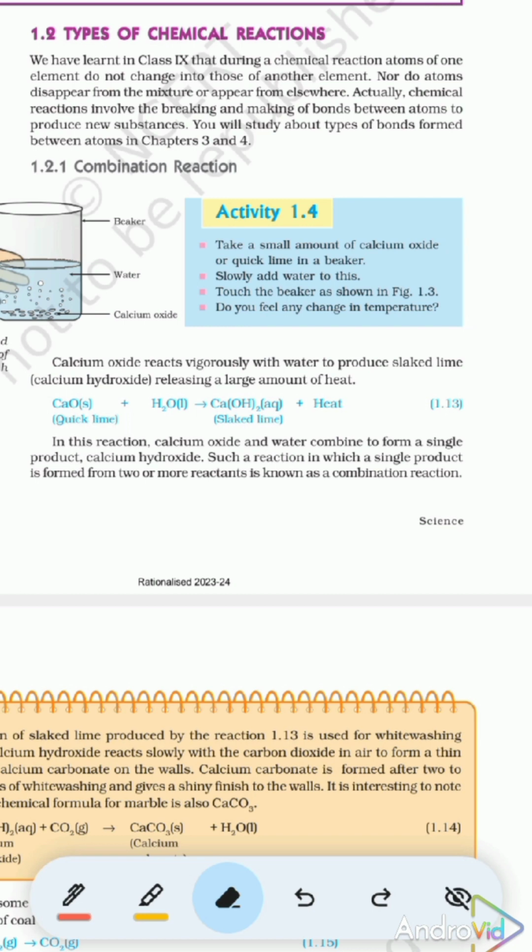Plus heat is released. In this reaction, calcium oxide and water combine to form a single product, calcium hydroxide. Such a reaction, in which a single product is formed from two or more reactants, is known as a combination reaction. If you are asked to define a combination reaction, you should write that a reaction in which a single product is formed from two or more reactants is known as a combination reaction. And if they ask for an example, you can write the example of calcium oxide reacting with water to give calcium hydroxide along with some amount of heat produced.